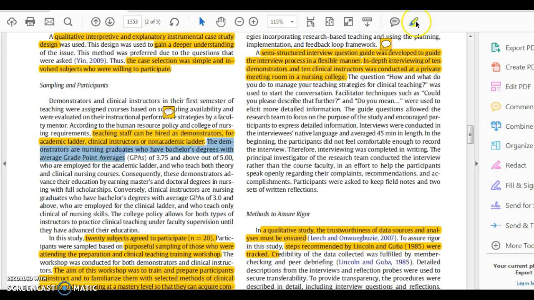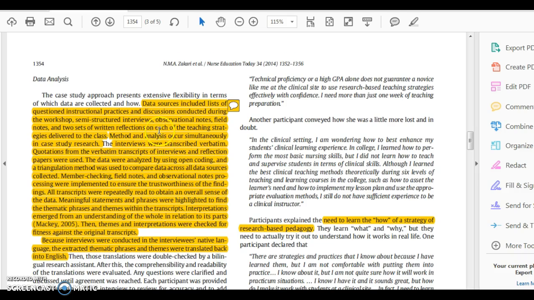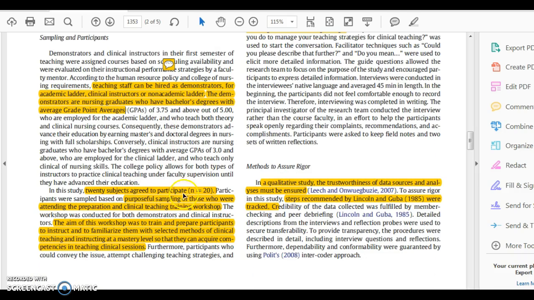Anyways, it's a little bit different system, but actually it's transferable to the United States and probably other countries as well. They talked about the participants, which was N20. It was purposive sampling, which is what qualitative does. We don't randomize. We have purposive sampling. And these were instructors who were going to attend a preparation and clinical teaching training workshop.